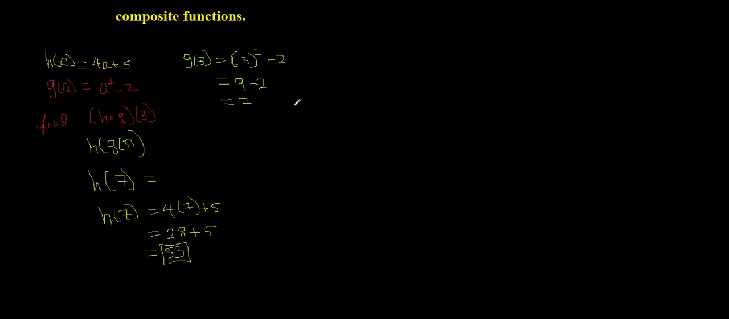Now, sometimes we can have something like g of x equals x minus 3, and they want us to find g composite g of, say, negative 5. Well, this looks a little weird because we have to insert g inside of itself. So we're going to do g of g of negative 5.